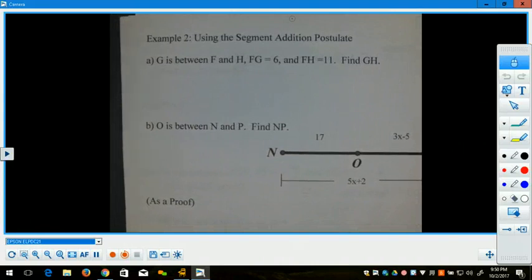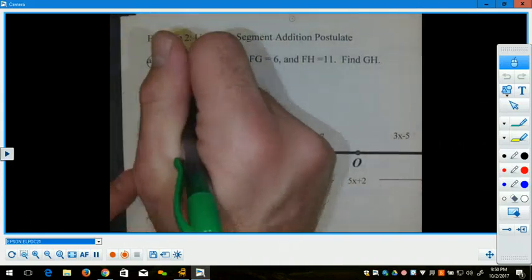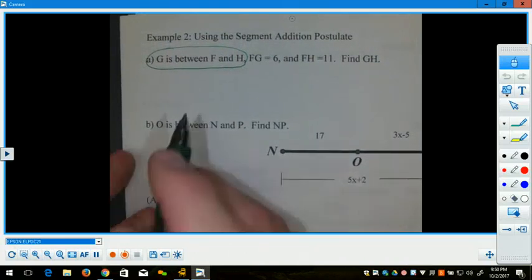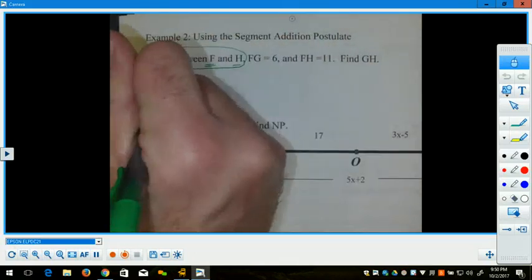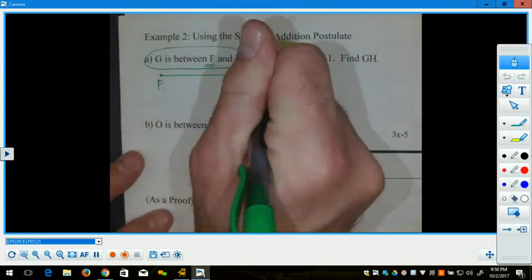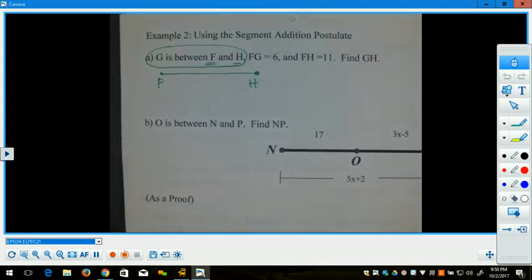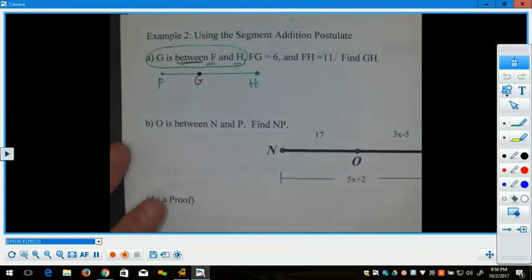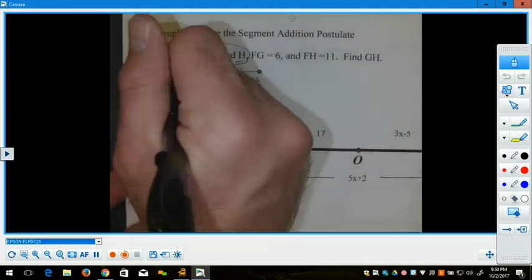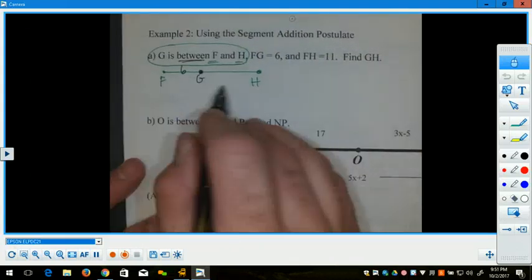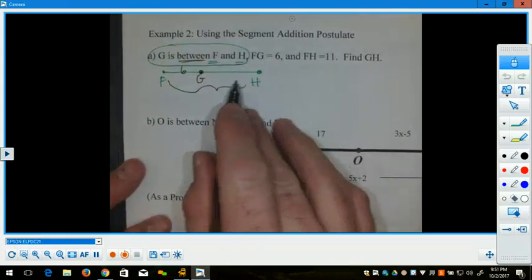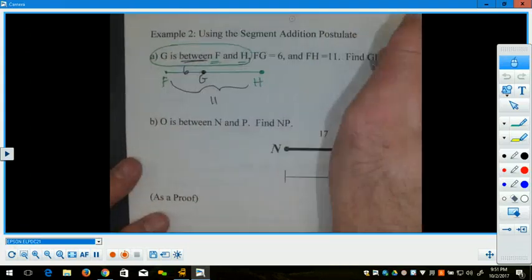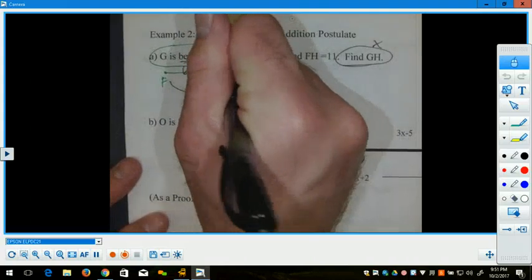Using the segment addition postulate. G is between F and H. So a lot of times in geometry we have to draw pictures to represent the situation because they didn't give us a picture for this one. Between F and H, that means F and H are our endpoints. And we're putting G in between them, so not exactly in the middle, a little off to the side. They tell us that FG is 6, and FH, the whole thing, from F to H, is 11. And we're supposed to find GH, which I'm going to call X.